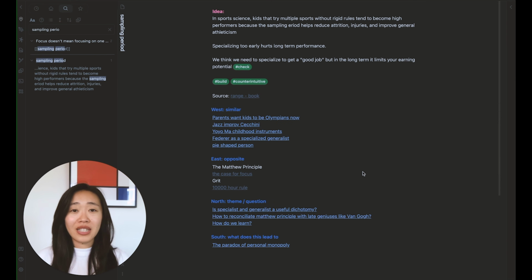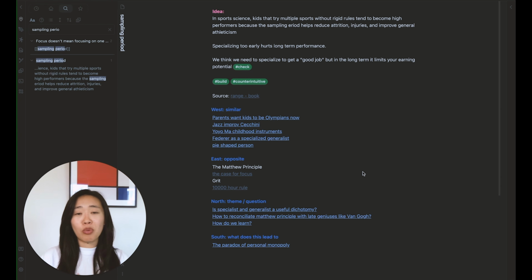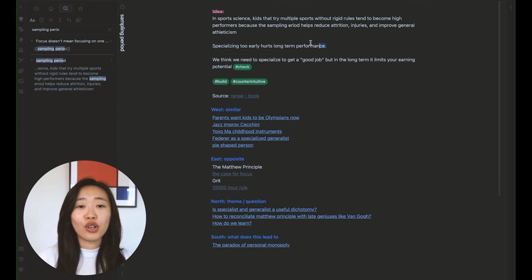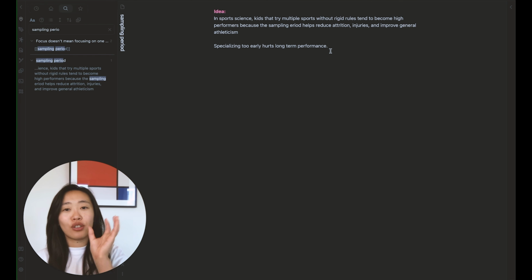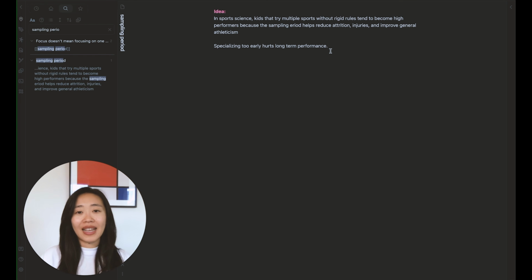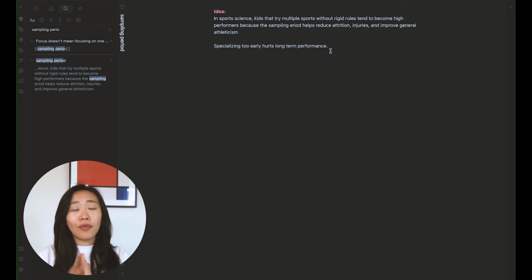Let's come back to the Range example and I'll show you how I process the note. So remember, we started with just this note. So all of this was gone and this was capturing the note. Now we want to process it, and there are 2 things I want to do. The first one is to make this note atomic. And the second one is to make it search friendly. So let's start with making this atomic.